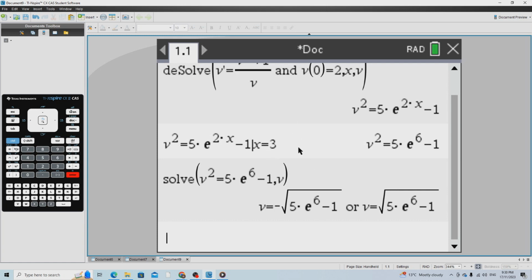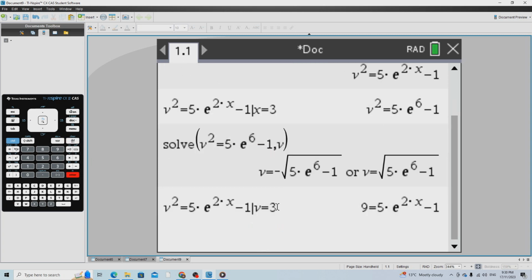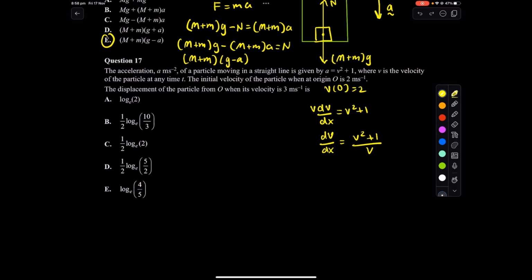Oh, what am I doing actually? Sorry. We want to calculate the displacement when the velocity is 3. So when v is 3, and we want to solve for x. So x is just half of natural log of 2, which is C. Is that right? Perfect.